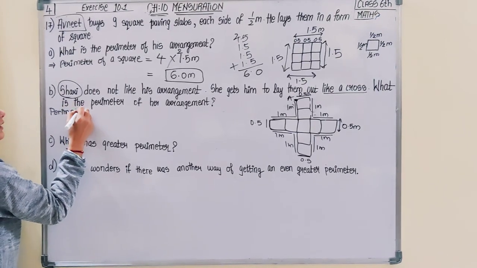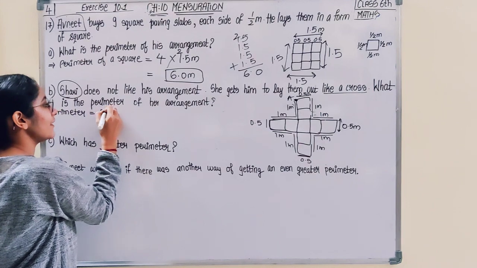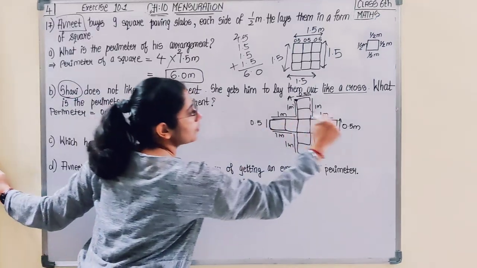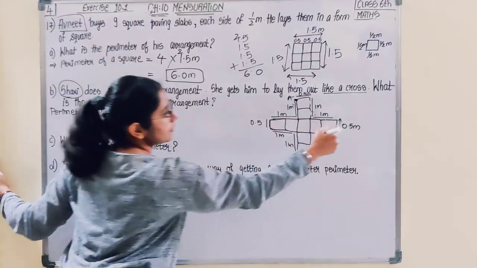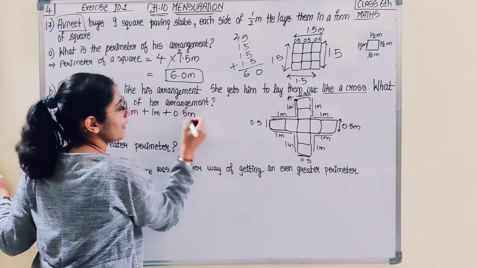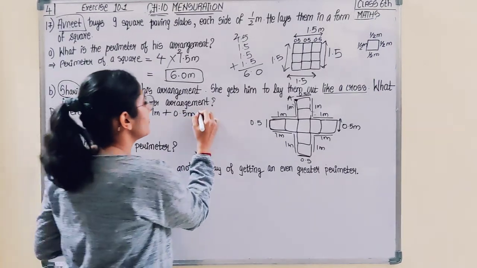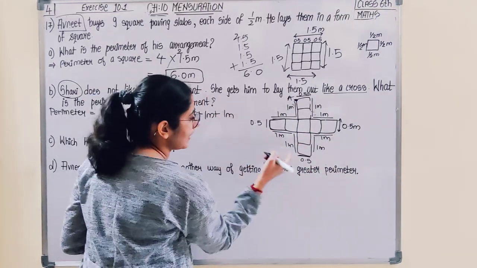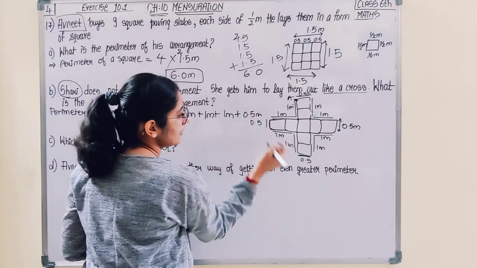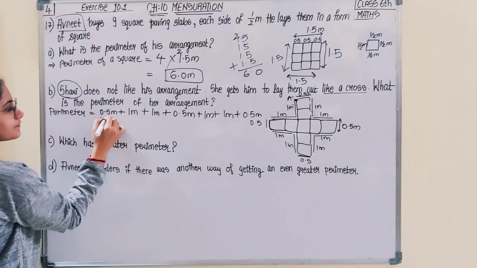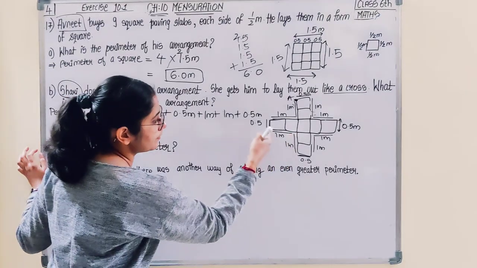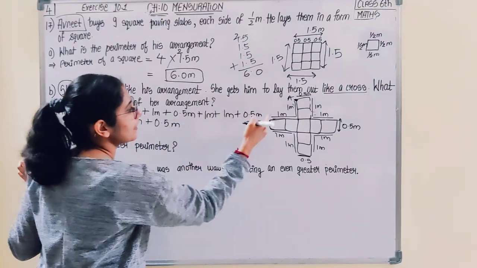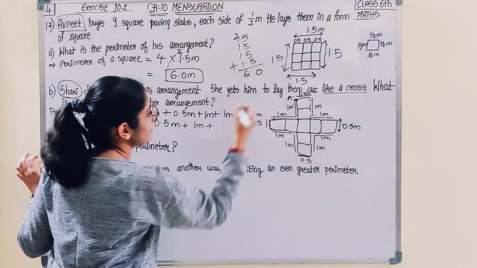So perimeter is equal to 0.5 meter plus 1 meter plus 1 meter plus 0.5 meter, 0.5 meter यानी half meter ही लिख रही हूँ ना, plus 1 meter plus 1 meter plus 0.5 meter plus 1 meter plus 1 meter plus 0.5 meter plus 1 meter and plus 1 meter.